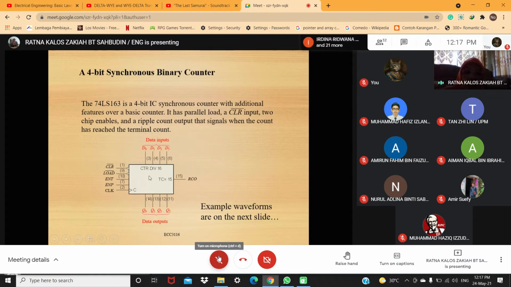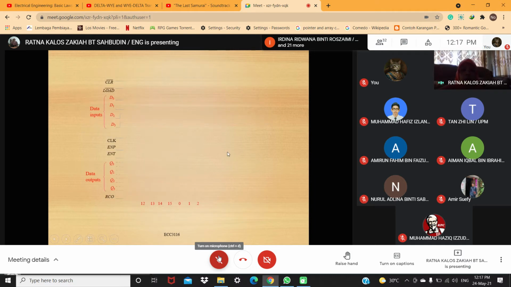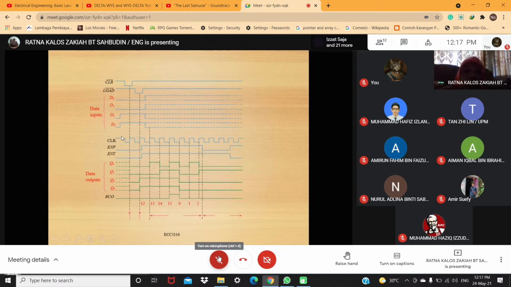Okay, where is it? The clock. Here, there is no bubble, right? So, you look at the positive edge. When it is positive edge, you see the clear is low, then it will clear. And then look at the positive edge here. Positive edge here, load is low, so it will load all the data inside.